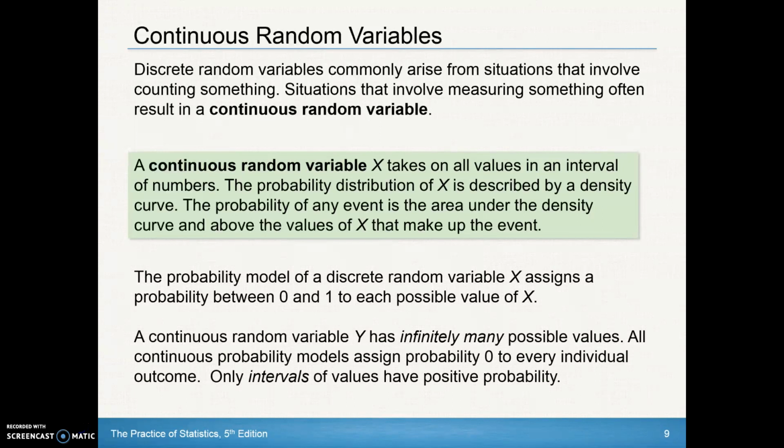So the probability model of a discrete random variable assigns a probability between 0 and 1 to each possible value of x. The continuous random variable y has infinitely many possible values. So all continuous probability models assign probability 0 to every individual outcome. Only intervals of values have positive probability. So again, in a continuous random distribution, you cannot find the probability of a single event. It has to be an interval.